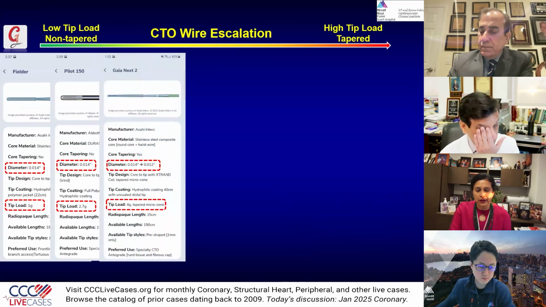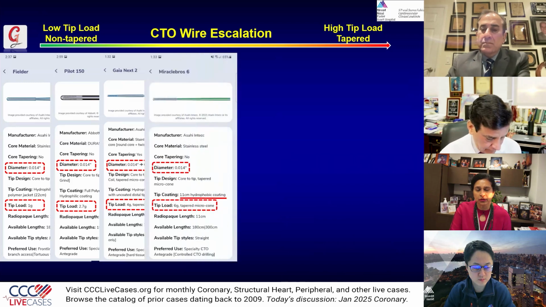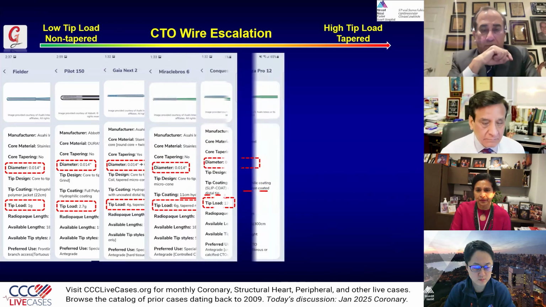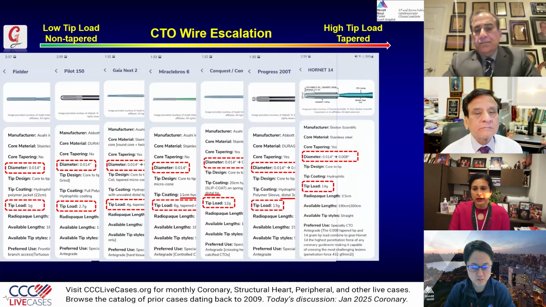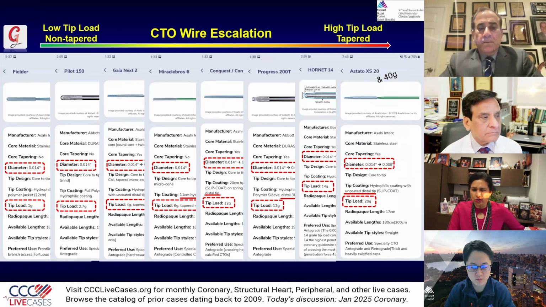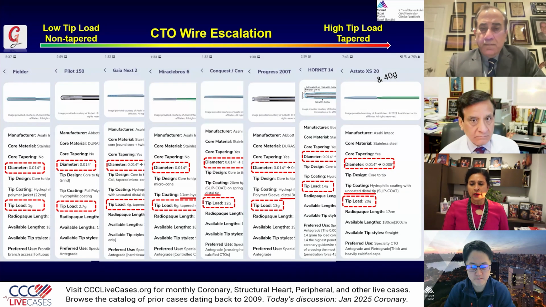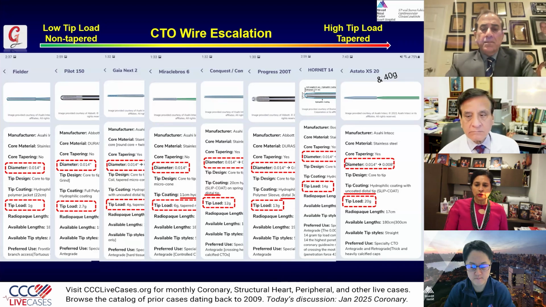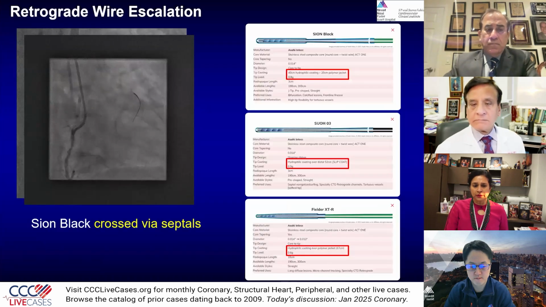This one I went through again, but if you go one by one, very rarely are some of them tapered. Most of the tapered wires I have mentioned here: one is Gaia, and then you have Confianza, Progress, Hornet. All these are wires that are mostly used for antegrade, but you should know, very important, the tip load as well as the tip tapering. So the way we are showing here is the increasing tip load of these wires.